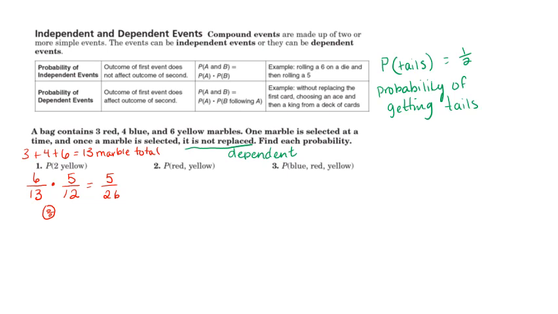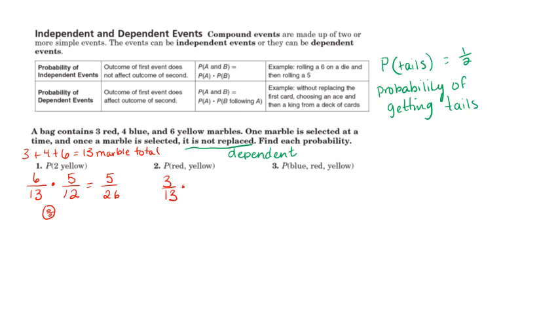All right, the probability of getting red and then getting a yellow. So in the first turn, let's say there's 13 in the bag. Of the 13 in the bag, 3 are red.